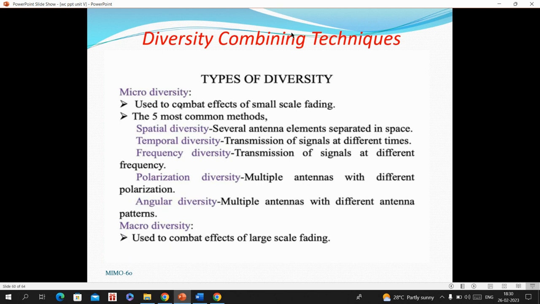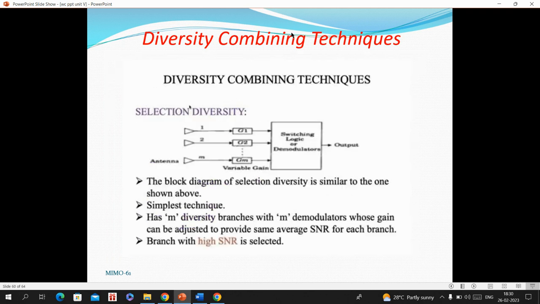Then the second diversity is macro diversity. Macro diversity normally occurs because of large scale fading effects in the channel. And then there are a few diversity combining techniques. We'll look at them one by one.